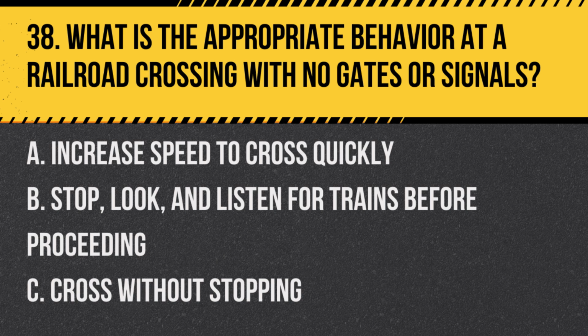Question 38. What is the appropriate behavior at a railroad crossing with no gates or signals? A. Increase speed to cross quickly. B. Stop, look, and listen for trains before proceeding. C. Cross without stopping. Answer. B. Stop, look, and listen for trains before proceeding. At an ungated railroad crossing, it's important to stop and ensure no trains are approaching.